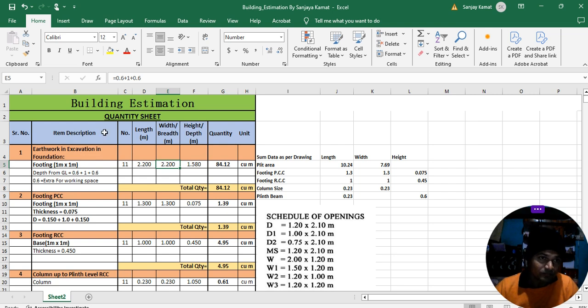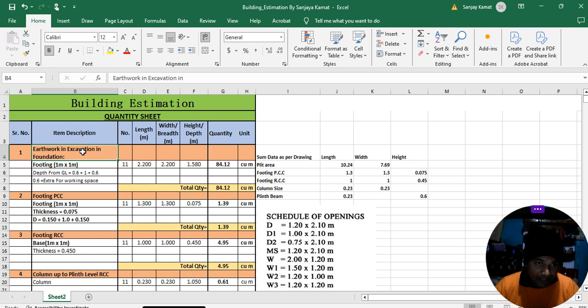As you can see here, earthwork in excavation is in foundation. This topic means when we start digging the soil, what extra amount of soil we remove, and we dig to the depth of the footing. That part comes under this topic.